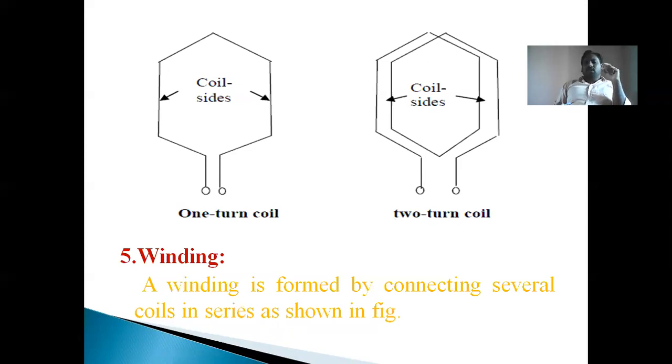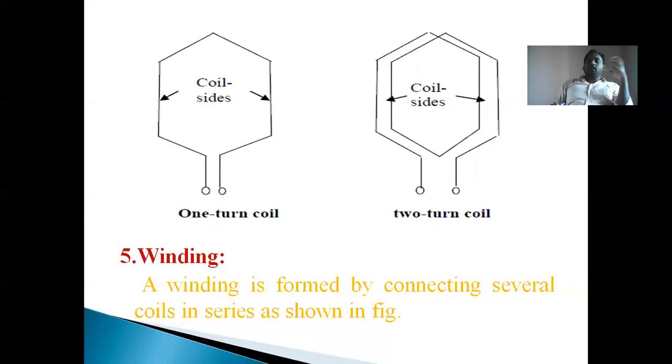Series connection means one end of the coil is connected to any one end of the next coil. That is called a series connection. When two or more coils are connected in series, that arrangement is called a winding. Simply, if two conductors are connected in series, that is called a turn. When two or more turns are connected in series, that is called a coil. When two or more coils are connected in series, that will form a winding.